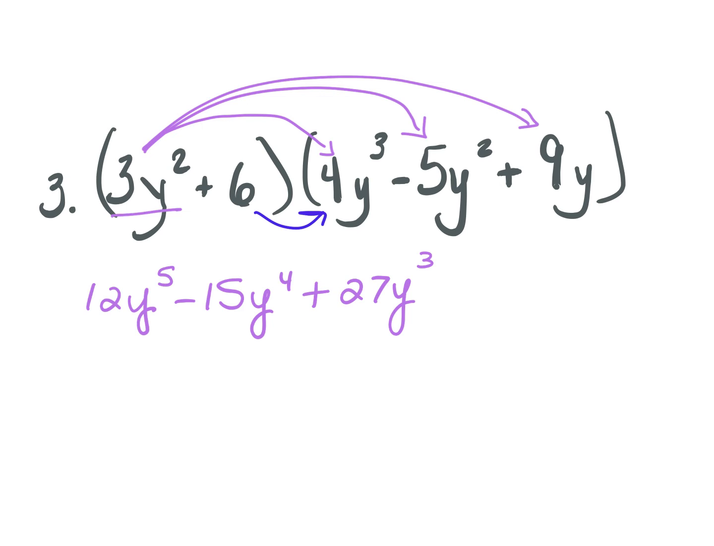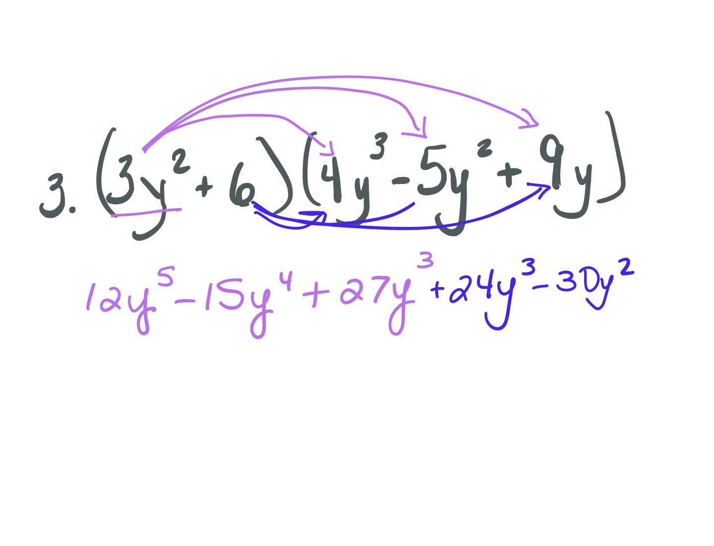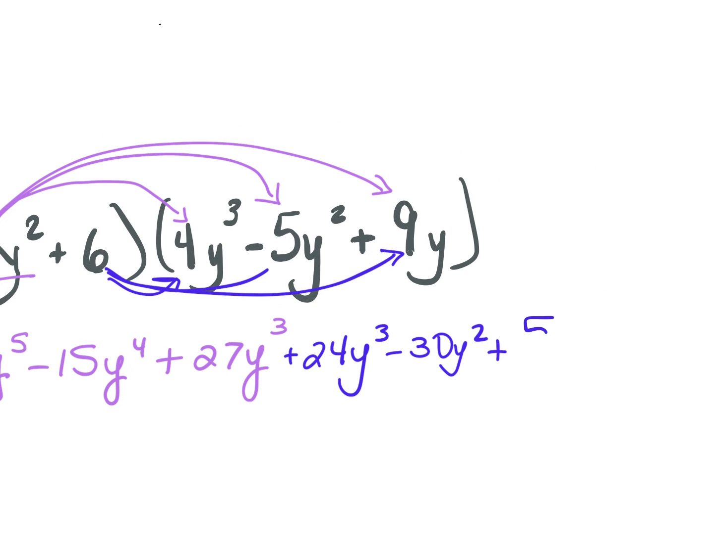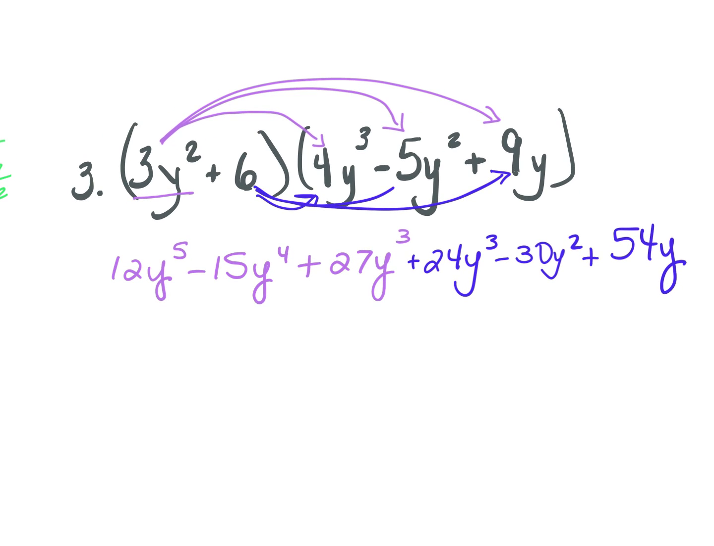6 times 4 is 24, y cubed. 6 times negative 5y squared is negative 30, y squared. And then 6 times 9 is, 6 times 9? 54, y. All right, now we just find the highest exponent. Work off of that.